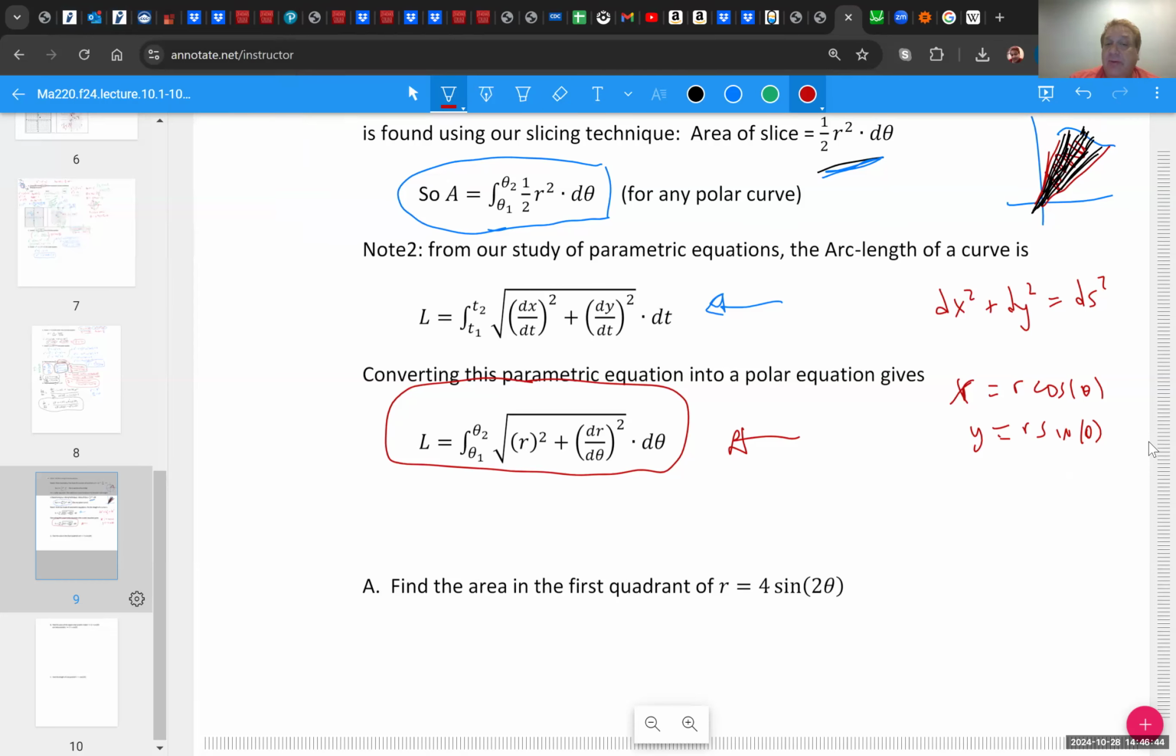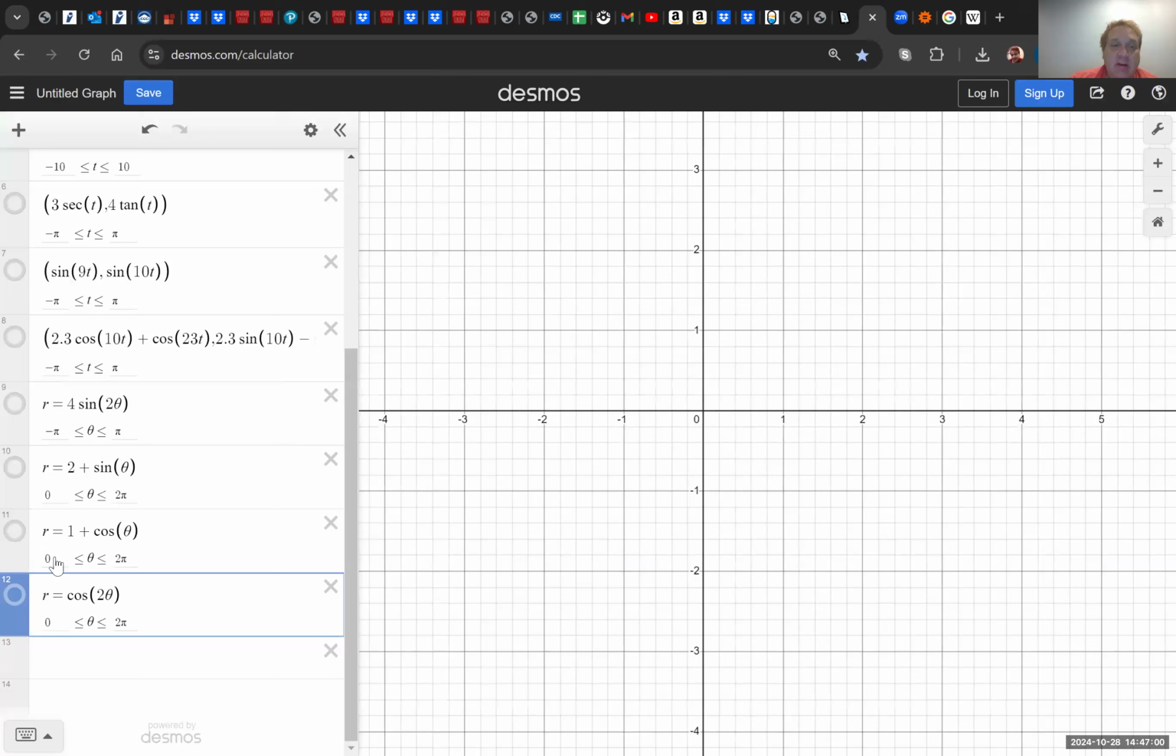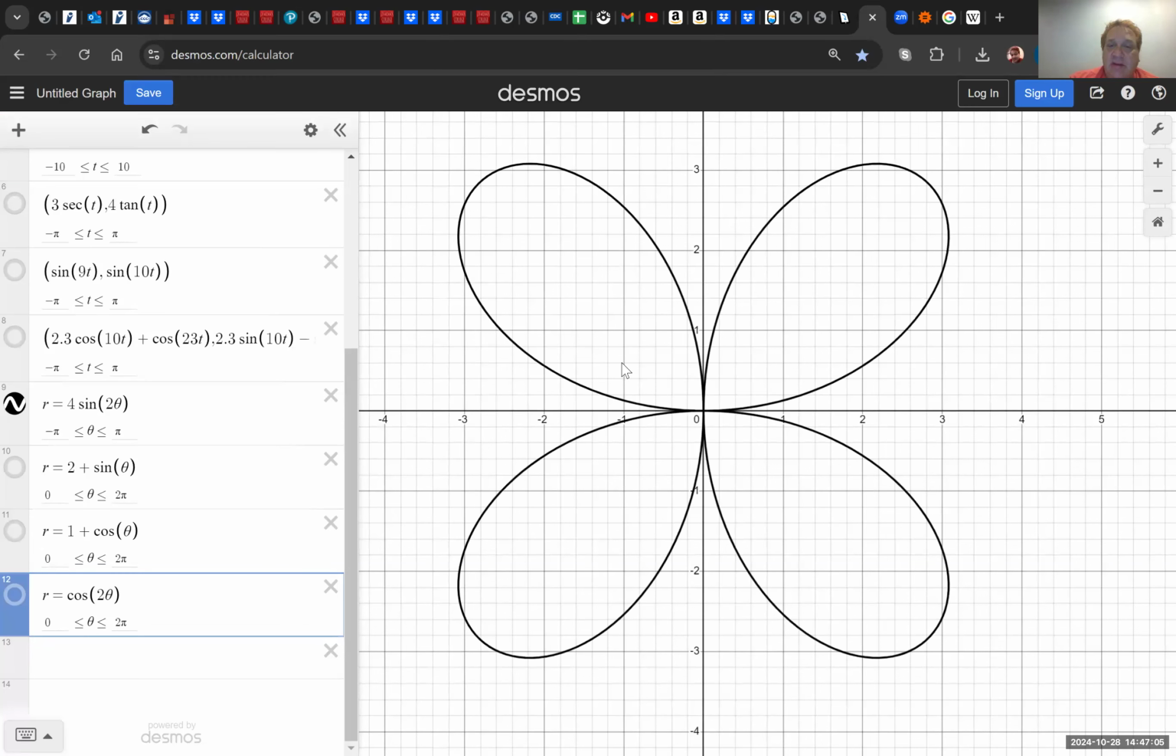Okay, so my first example here is to find the area in the first quadrant of this polar graph. So first of all, let's get a picture of it, see what's going on. This is r is equal to 4 sine 2 theta. I've actually typed these equations in already. It's kind of like a 4-leaf clover, butterfly thing. That's 4 sine 2 theta going from negative pi to pi, and it asks for just one leaf, not 4 leaves.